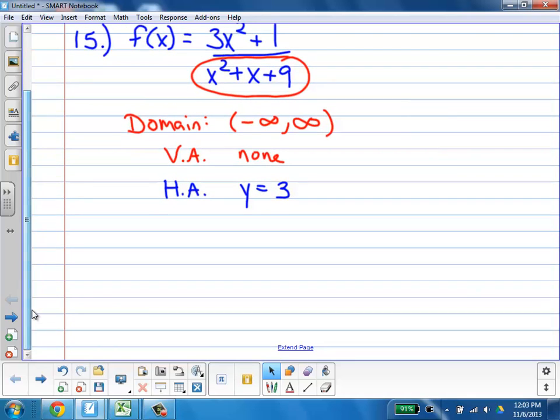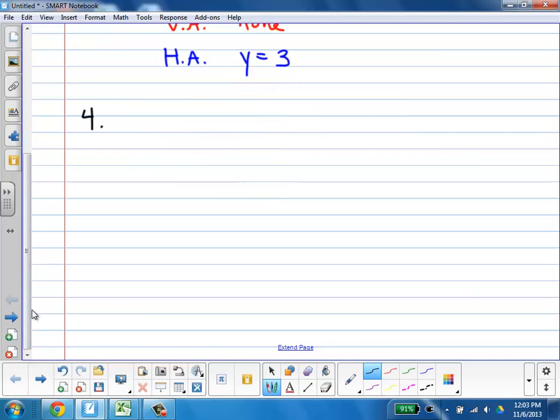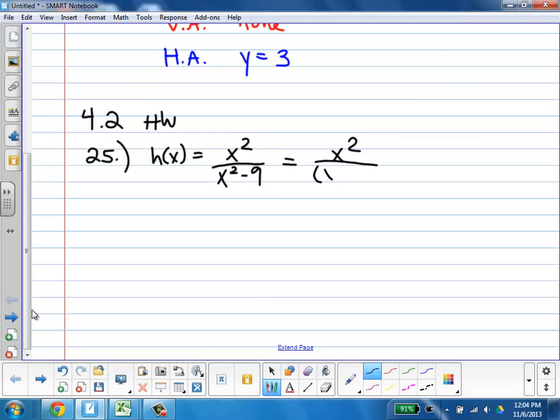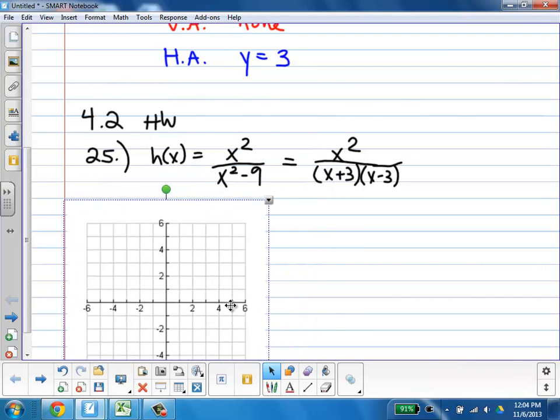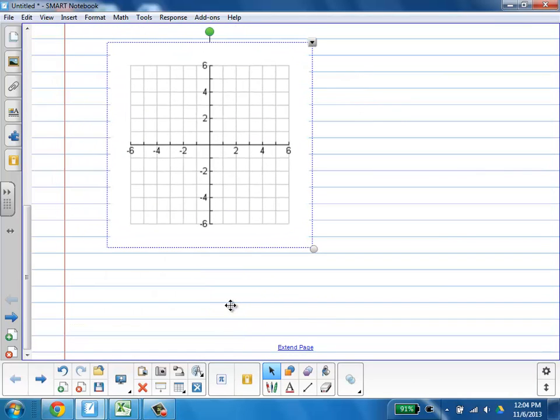Let's go on to section 4.2, where you had to actually draw some graphs, and it got kind of tricky to know how to do it without a calculator. So one of the ones we'll look at is number 25. The function is h of x equals x squared over x squared minus 9. Hopefully the first thing you noticed to do was to factor the denominator. And let's pull out a little grid here so we can graph this puppy. Okay.